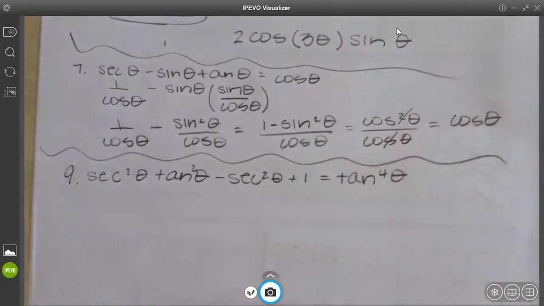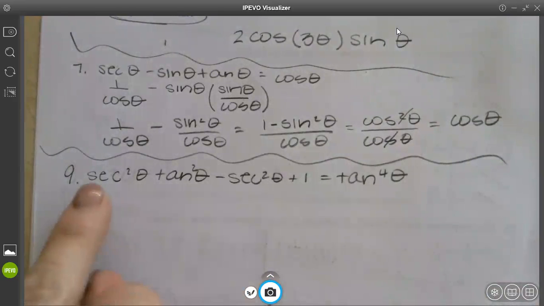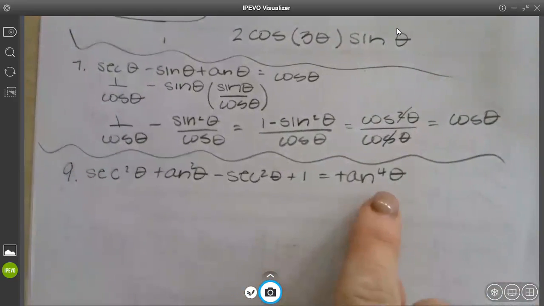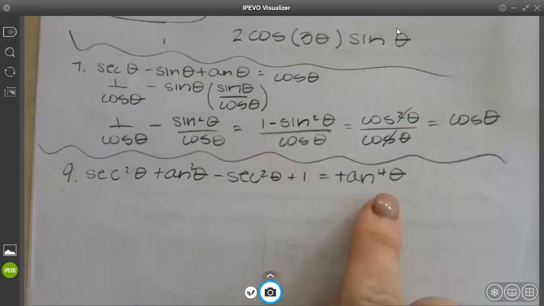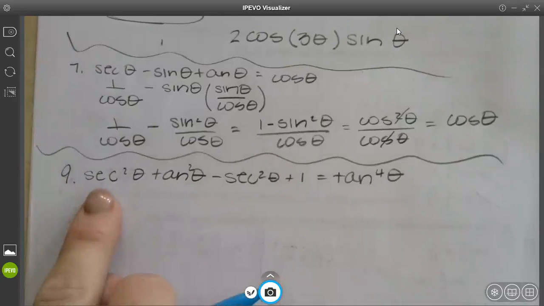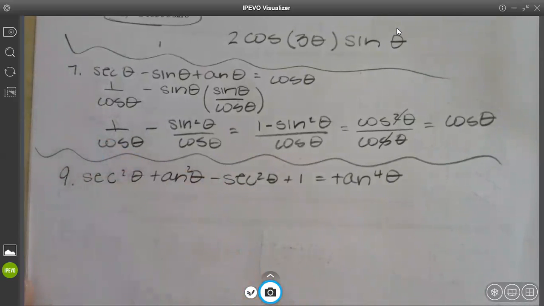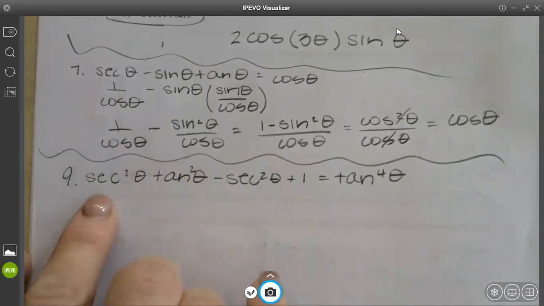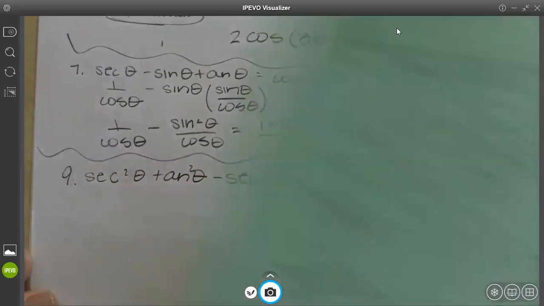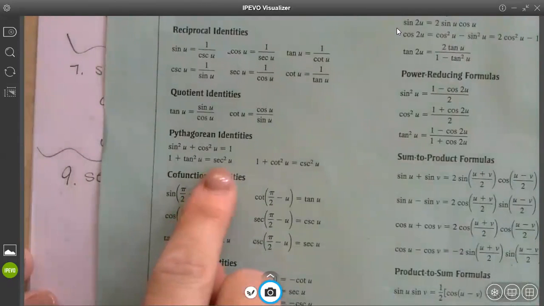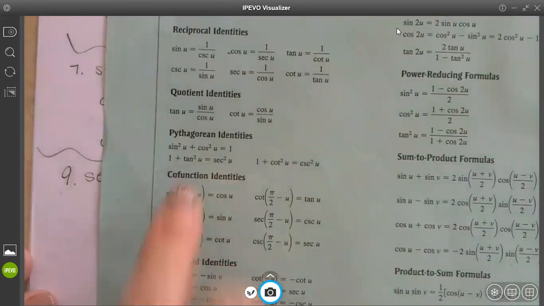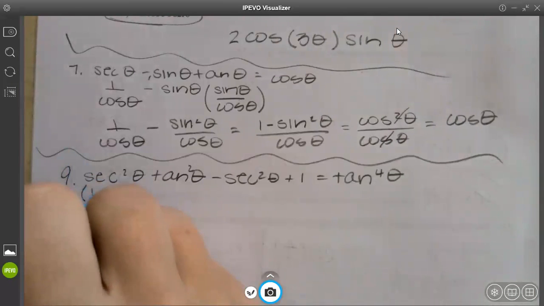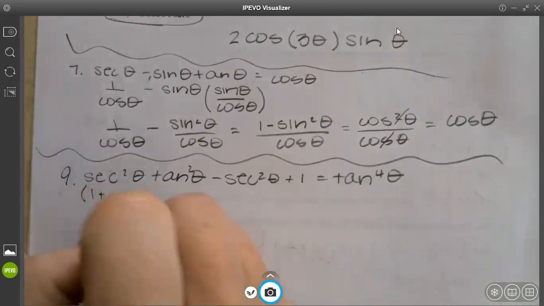All right, what do I do? Obviously, what's the harder side? So right here, what can I rewrite? Everything's in terms of tan, right? Let's put it in terms of tan. How do I rewrite this in terms of tan? Check it one more time. Secant squared theta is, so secant squared is 1 plus tan squared. So this is 1 plus tan squared theta.